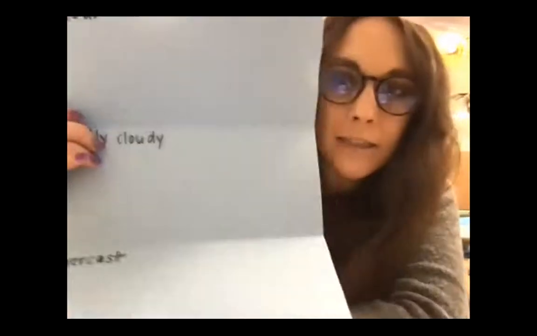So we're gonna use our cotton balls to show what the sky looks like during each of these times when it's clear, partly cloudy, and overcast. So hopefully you remember from our pictures and our discussion, when the sky is clear, there are no clouds in the sky. The sky is very blue. The sun is shining bright. So I'm not going to put any cotton balls on my section that says clear.